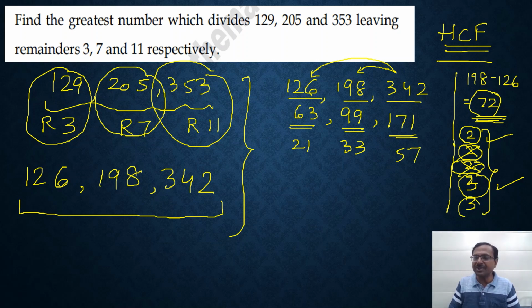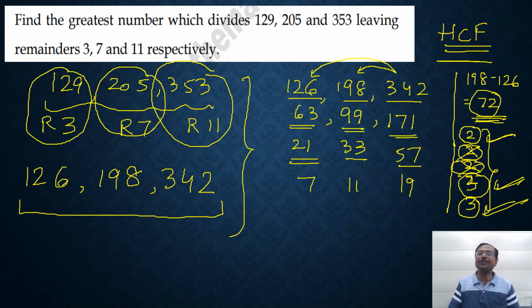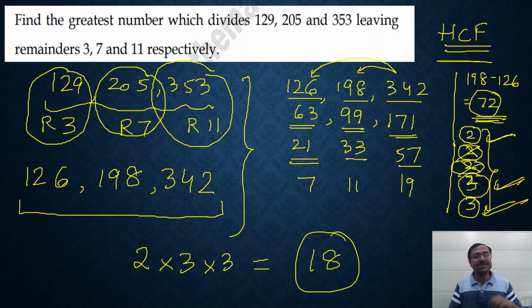And what about the last 3? Does it divide these 3 numbers, 21, 33 and 57? Yes, it does. 7 times, 11 times and 19 times. So another tick. So how many ticks I have? 2, 3 and 3. And therefore my answer for the question is 2 times 3 times 3, and that is 18. So 18 is the largest number which divides these 3 numbers 129, 205 and 353, leaving remainders 3, 7 and 11 respectively.